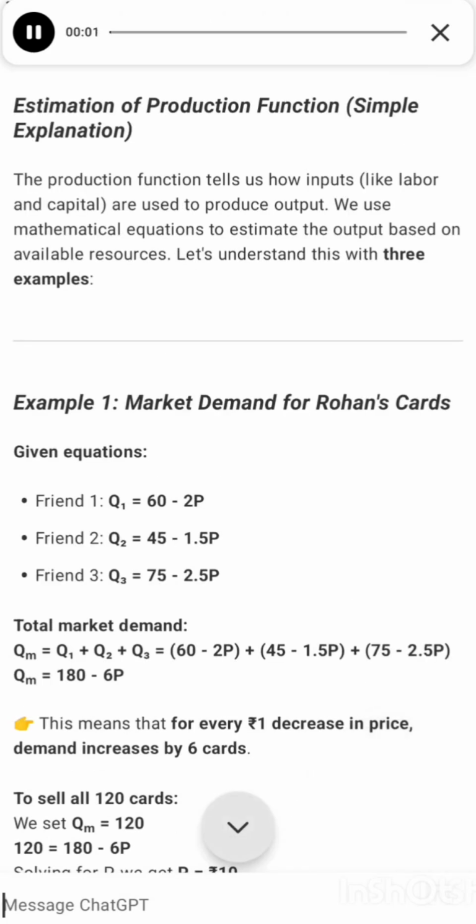Estimation of production function, simple explanation. The production function tells us how inputs, like labor and capital, are used to produce output. We use mathematical equations to estimate the output based on available resources. Let's understand this with 3 examples.